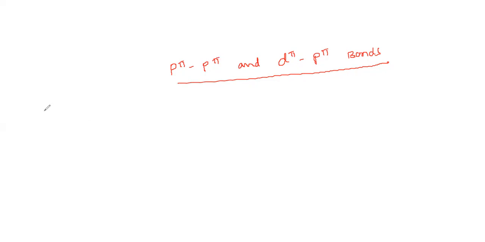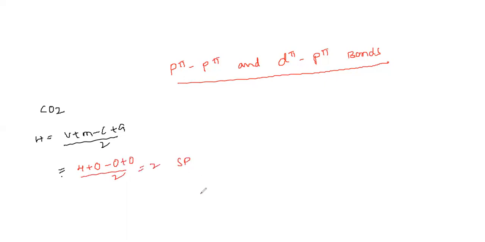I will take the first example, carbon dioxide. The first step is to find the hybridization. As we already discussed in the previous video, hybridization equals (V + M − C + A) / 2. This is a trick to find the hybridization. Here V means valency. The valency of carbon is 4 plus any monovalents? No, 0. Any cation? No. Anion? No. So 4 by 2 is 2, that means one s and one p.